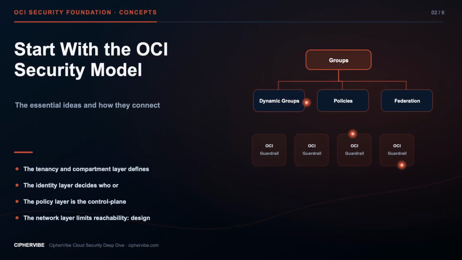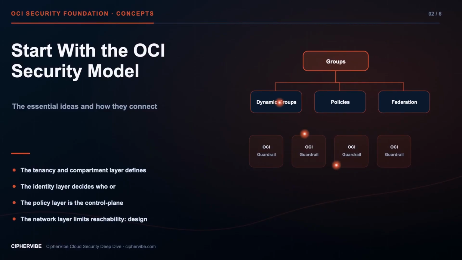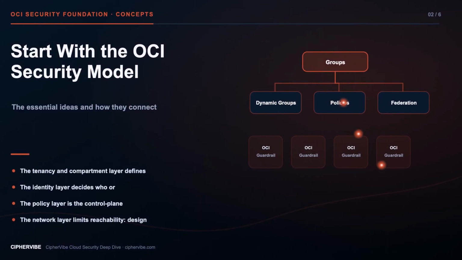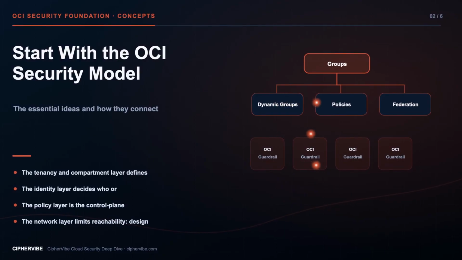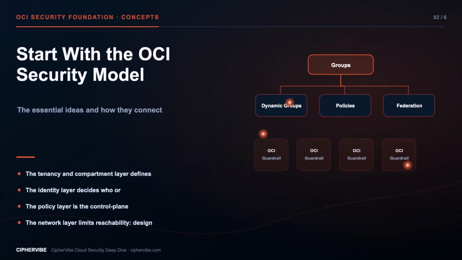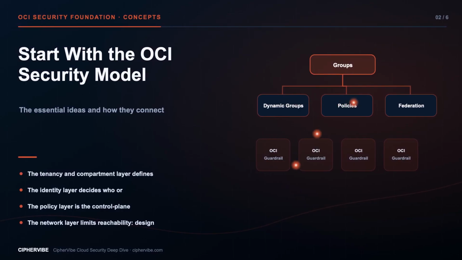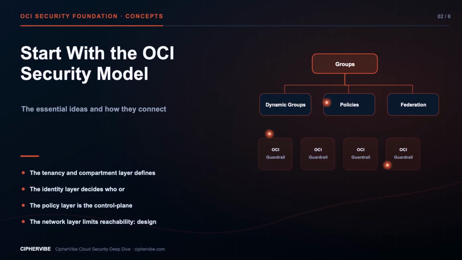Start with four concepts that provide the vocabulary for how to secure OCI Cloud, a step-by-step security guide for 2026. First, the tenancy and compartment layer defines blast radius. Use compartments to separate platform services, security tooling, production, non-production, regulated data, shared networking, and experiments instead of placing everything in a flat root structure.